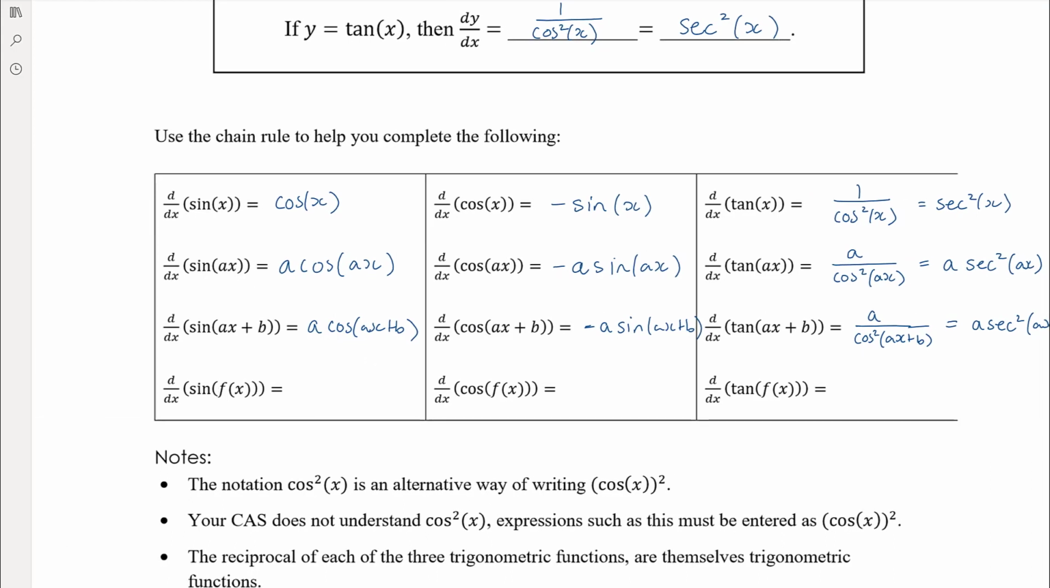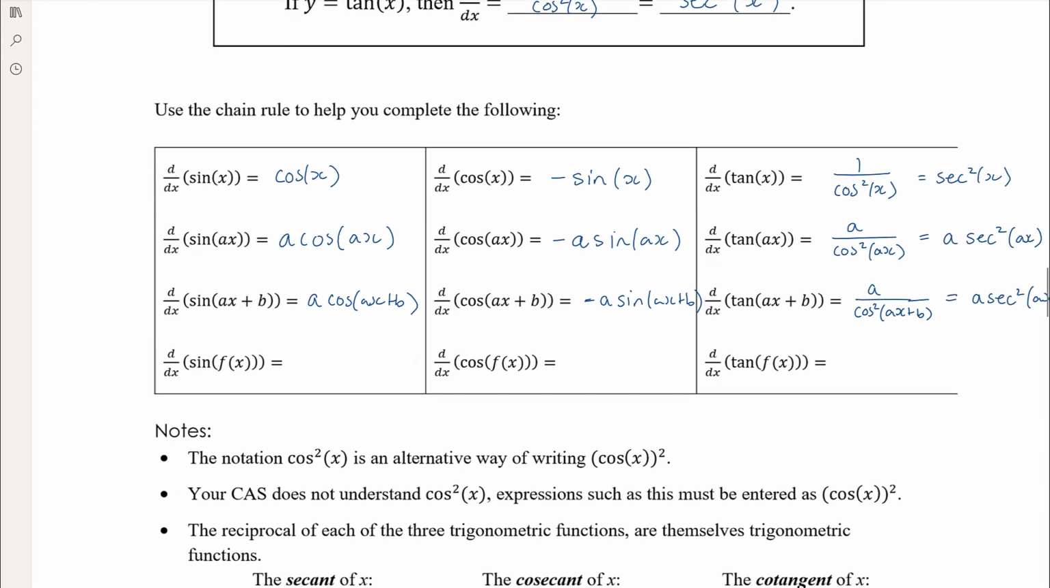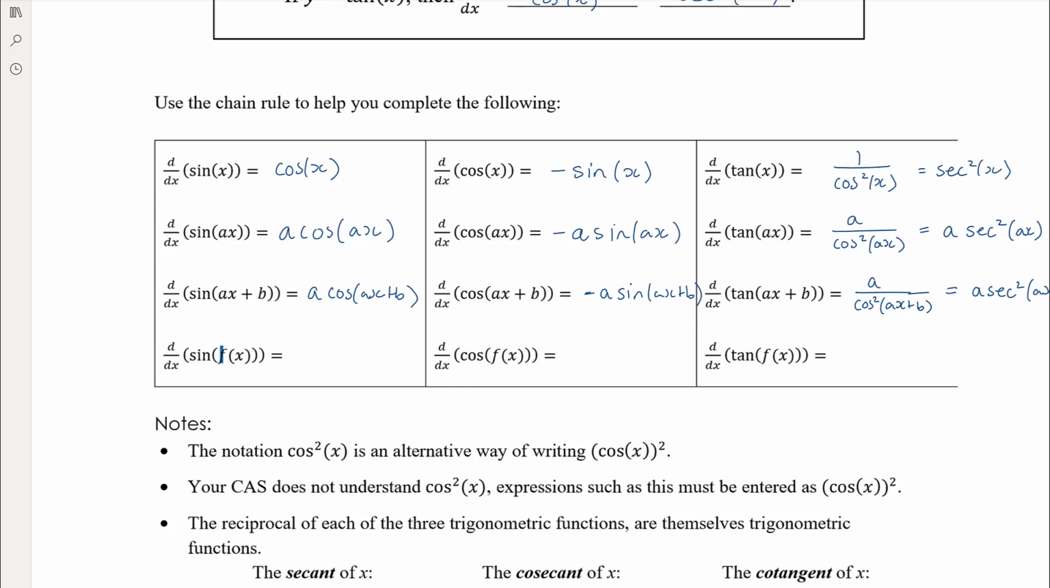Okay, so generally speaking then, sine of f of x. Again, covering up your inside function, you've got sine of something. The derivative of sine of something is cos of that something, and then we multiply by the derivative of that highlighted section, the derivative of that inside function, which is f dash x. So we're going to get f dash x times cos of f of x.